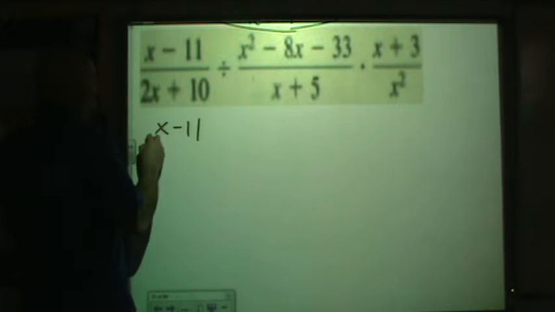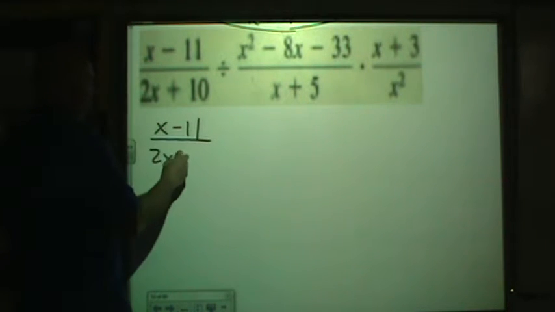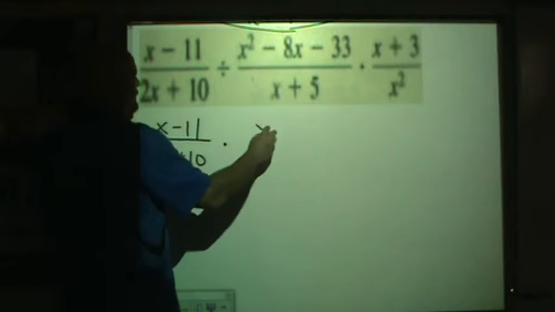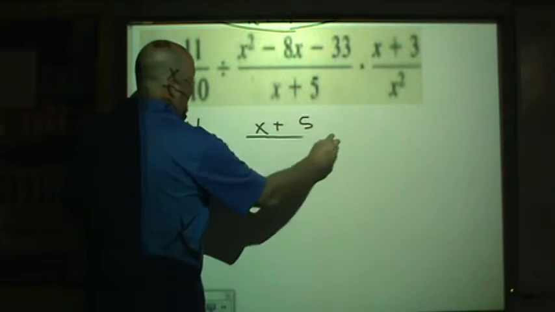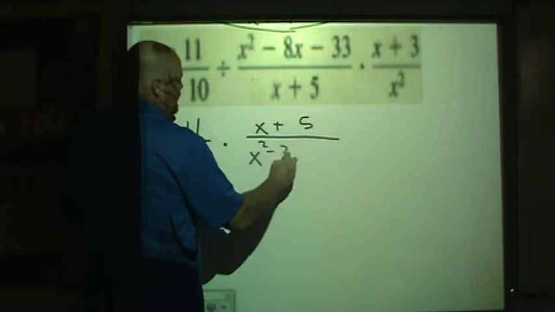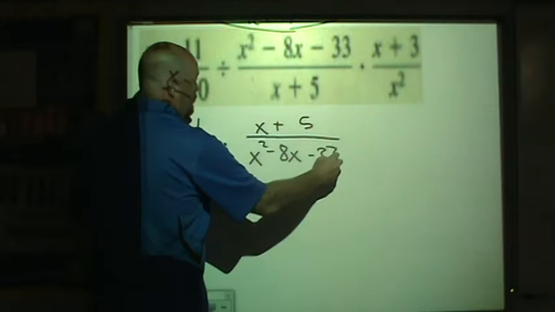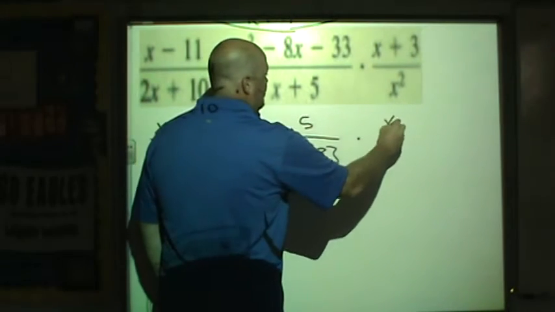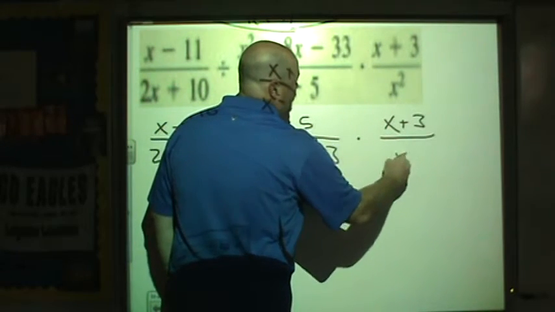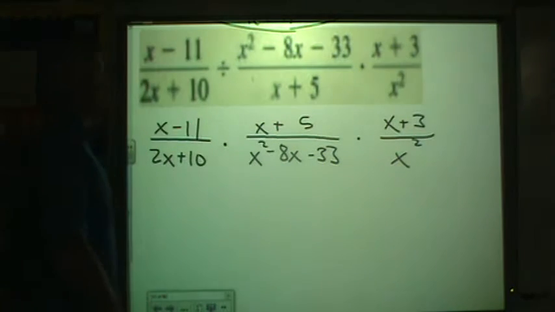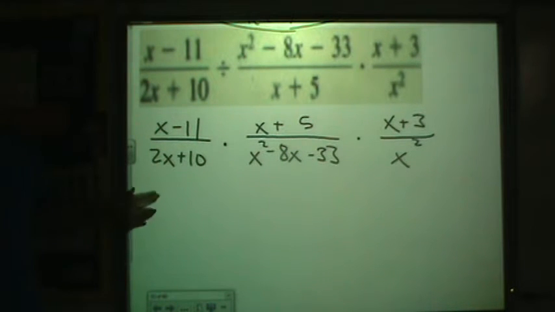So we have (x minus 11) over (2x plus 10) times (x plus 5) over (x squared minus 8x minus 33) times (x plus 3) over x squared. So now we have our one big product, right? Now, multiplying across would be a horrible idea, right? Factor first, factor first, factor first.